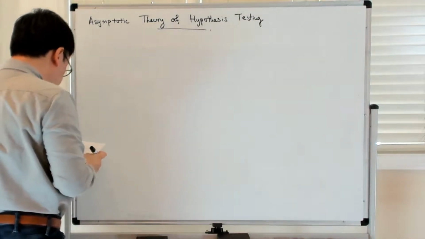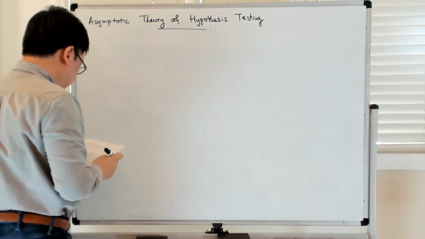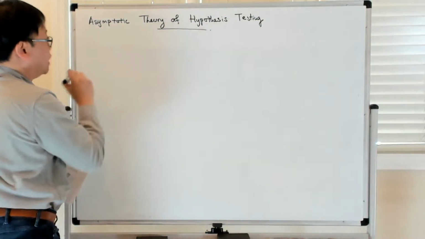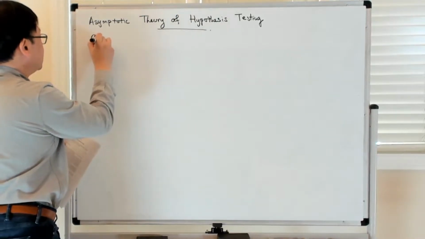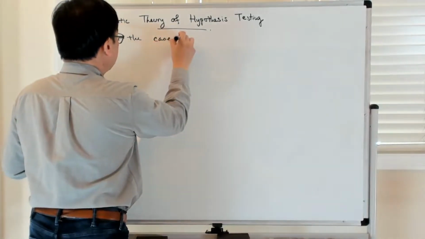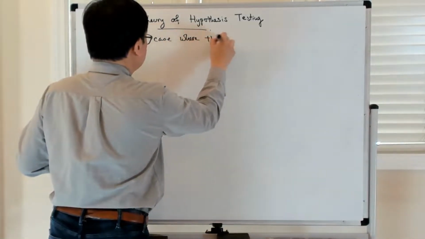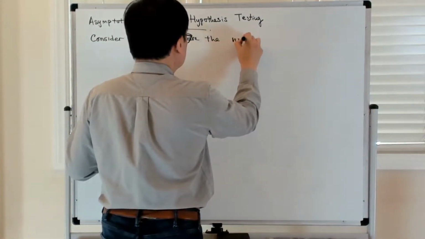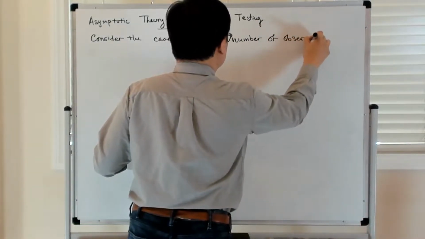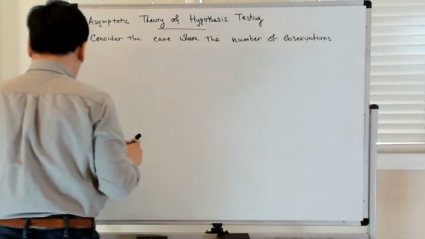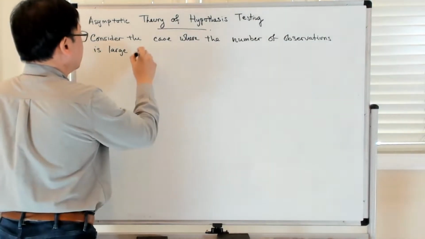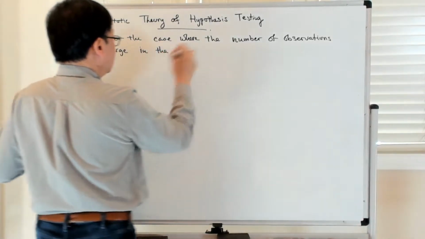Okay, so let's see what happens when the number of observations is large. So we consider the case where the number of observations is large, in the context of hypothesis testing.